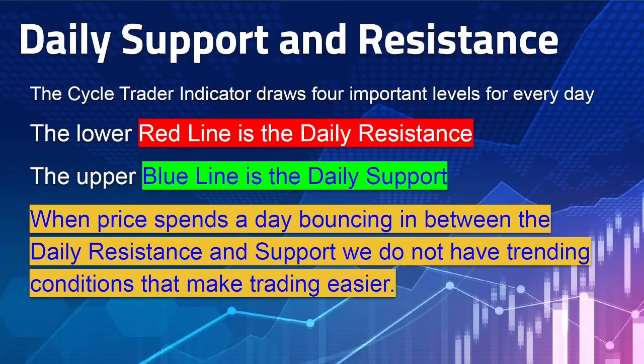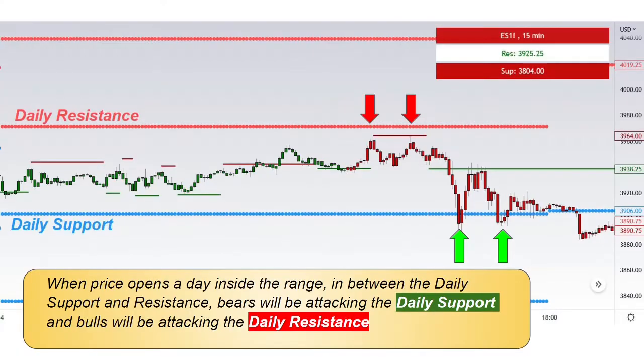First, let's talk about a range-bound market. When price spends a day bouncing in between the daily resistance and support, we do not have trending conditions that make trading easier. We get a range-bound or whipsaw market. This is one of the examples.